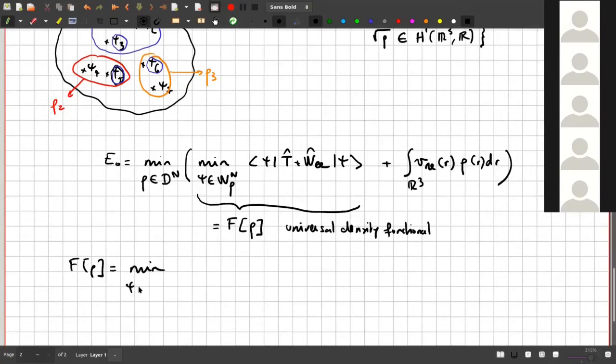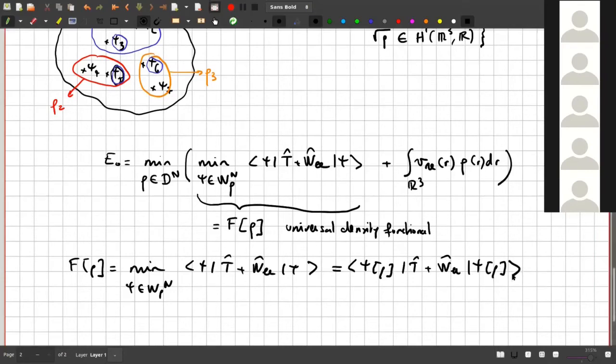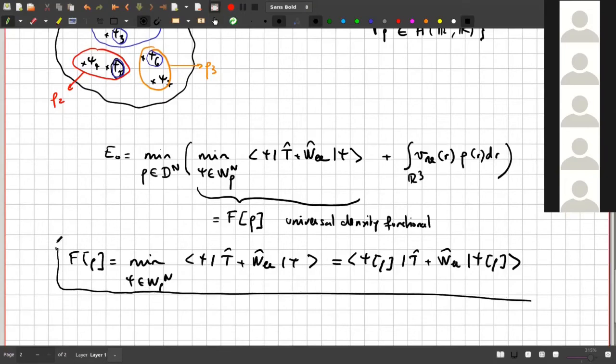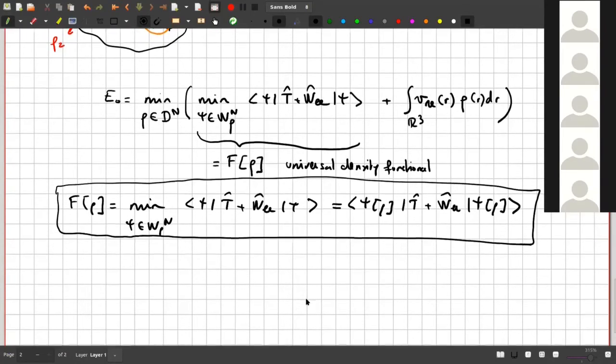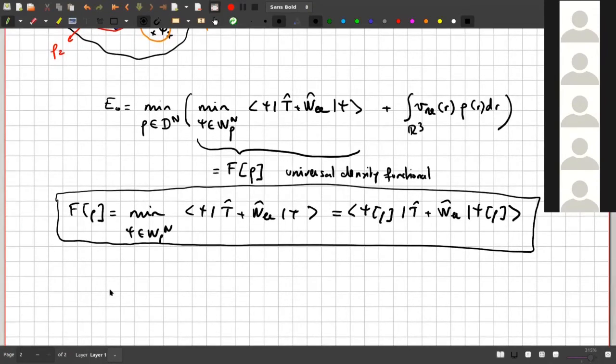So the Levy-Lieb functional is defined with this constraint, such expression, and the minimizing wave function, I will call it psi of rho. It is a functional of the density. So I can write the minimum as this. Okay. At the end, I can therefore write the exact ground state energy as the minimum over all N-representable densities of this universal functional F of rho plus the electron-nuclei interaction.